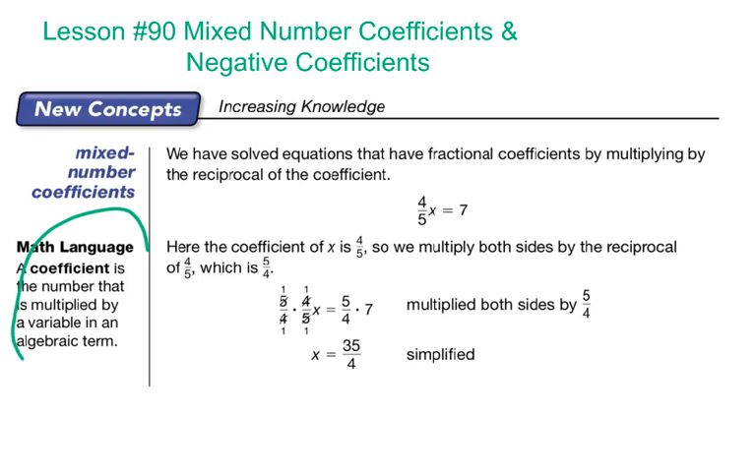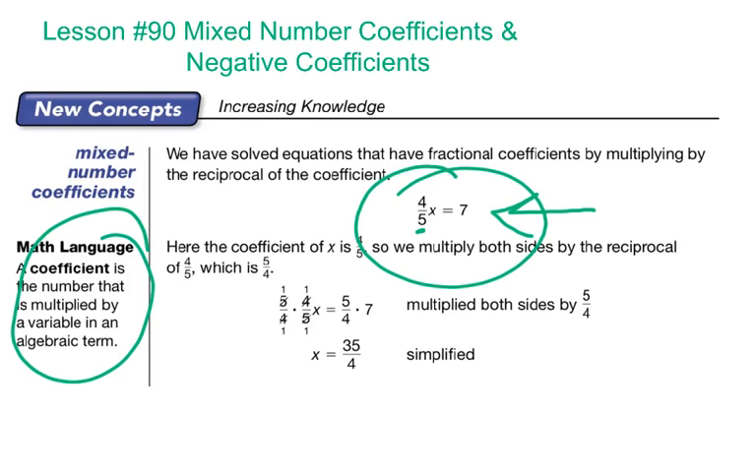Coefficient, right here. A coefficient is the number that is multiplied by a variable in an algebraic term. So this number in front of x is called a coefficient. Okay, so when we say that we're going to multiply by the reciprocal, because that's what we would do to solve for x here, we're multiplying by the reciprocal of the coefficient. That 4/5 right there is a coefficient.